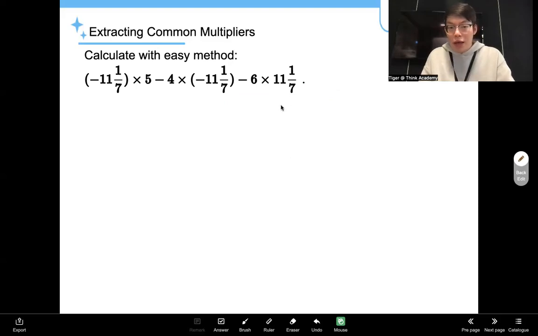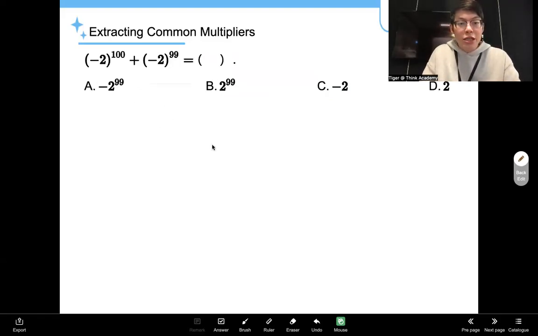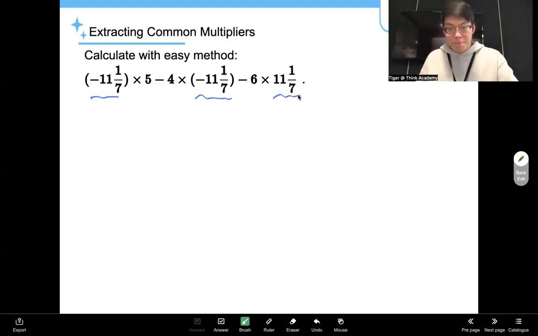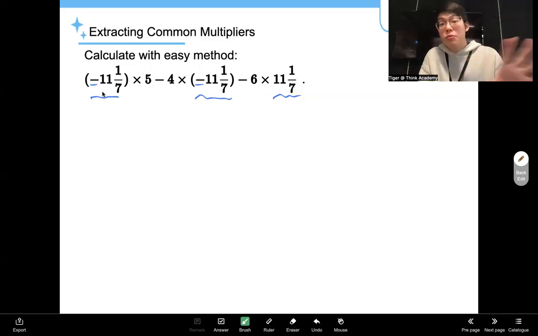So for the first question, we can see that the fraction 11 and a seventh is occurring 3 times. So it has shown up 3 times in the calculation. However, for the first two, they both have a negative sign in front of it. So how do we get rid of the negative sign? Well, the way we can get rid of the negative sign is to try to write it out and consider it as the sign of the whole multiplication.